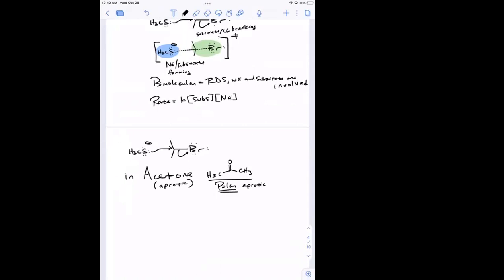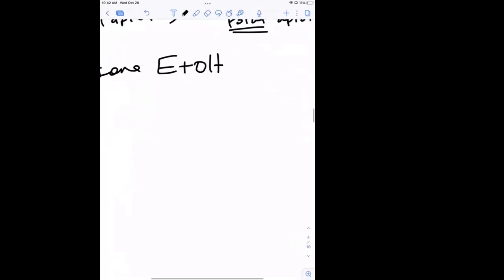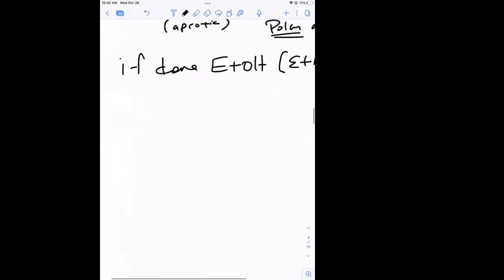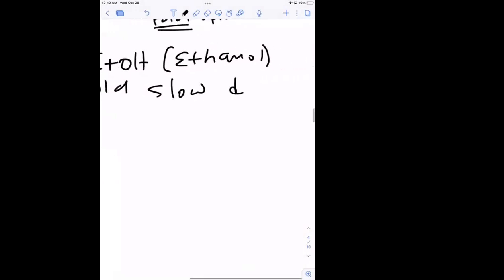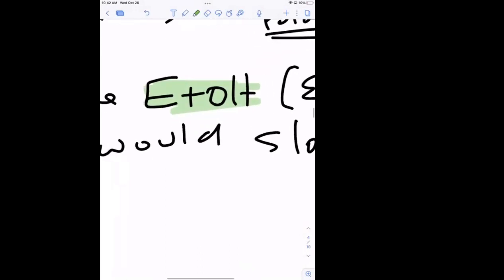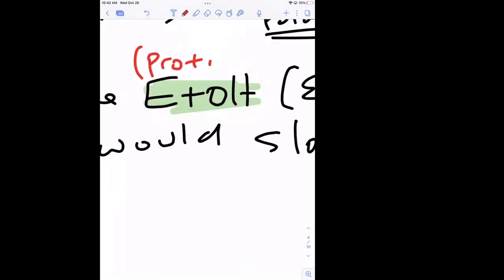Right? If I did this in ethanol, the reaction will slow down. I'm going to show you why. Ethanol is not aprotic. Ethanol is protic. Right? Aprotic means cannot donate H plus.